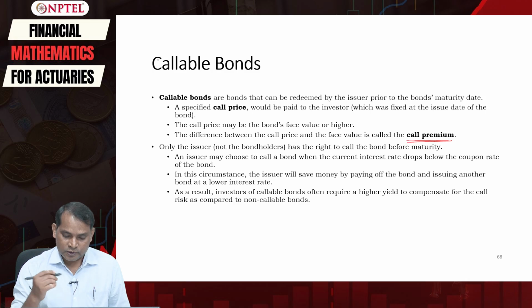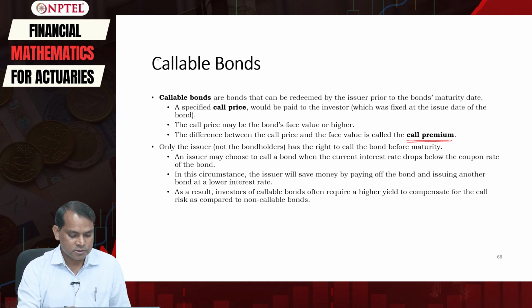The issuer will issue such a type of bond to take advantage of possibly lower interest rates in the future. So, an issuer may choose to call a bond when the current interest rate drops below the coupon rate of the bond. In this situation, the issuer will save money by paying off the bond and issuing a new bond at a lower interest rate. That is the advantage to the issuer of issuing the callable bond, which we have already understood in the previous session.